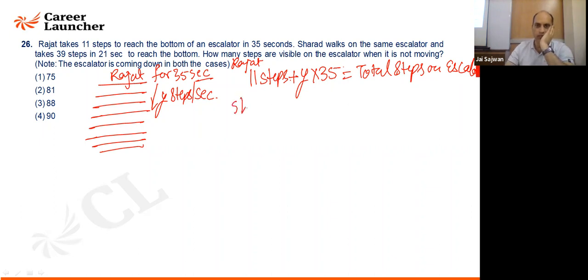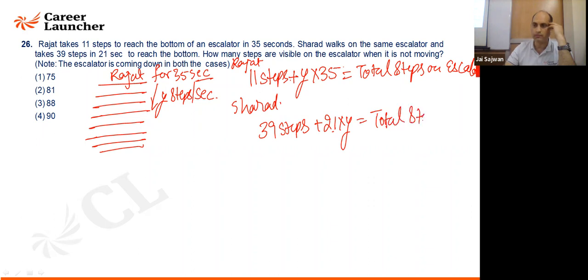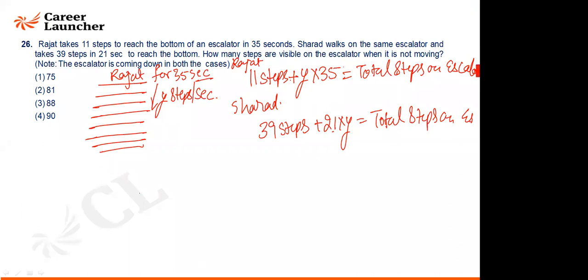Now there is one more person, that is Sharath. Sharath takes 39 steps on his own in 21 seconds. In 21 seconds, escalator just works for 21 into y, the other steps traveled. These are also total steps on escalator. Both the values are coming out to be same.